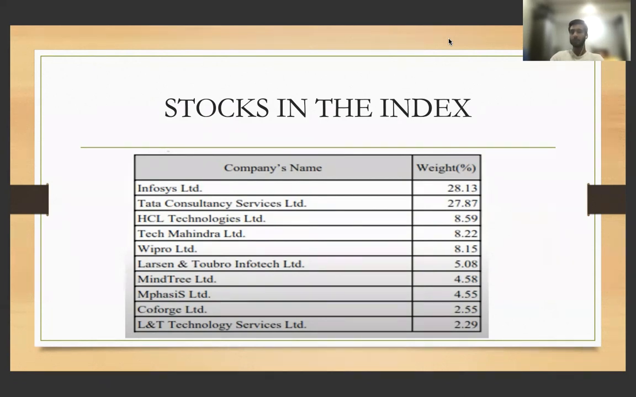TCS 27%, HCL 8%, Tech Mahindra 8%, Wipro 8%. So these top five IT giants of India make the chunk of the index, and they have been giving 12% to 15% returns over the years. So you can expect the same returns with this index also.